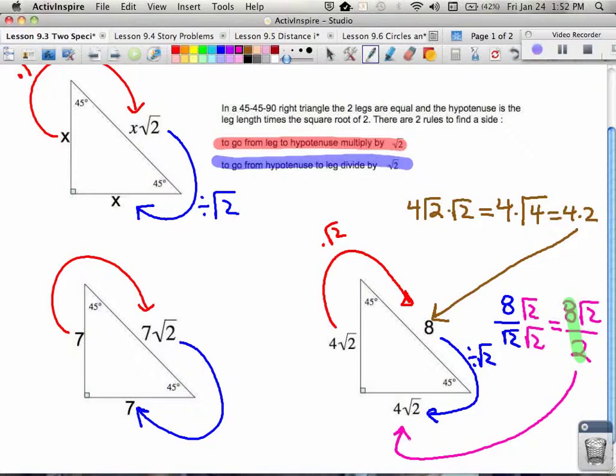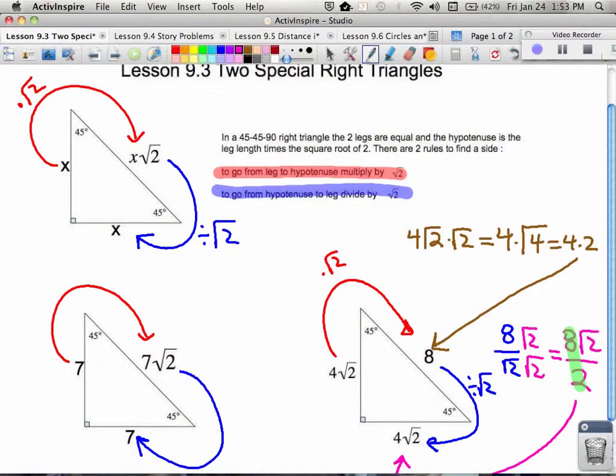So the example on the left is the easier one to look at, but it also works for the one on the right. The big ideas are that when you're going from a leg to a hypotenuse, as you see highlighted in red on the top left, you multiply by the square root of 2. And when you go from the hypotenuse to the leg, you divide by the square root of 2. This again only occurs in the special right triangle that's a 45-45-90, otherwise called an isosceles right triangle.